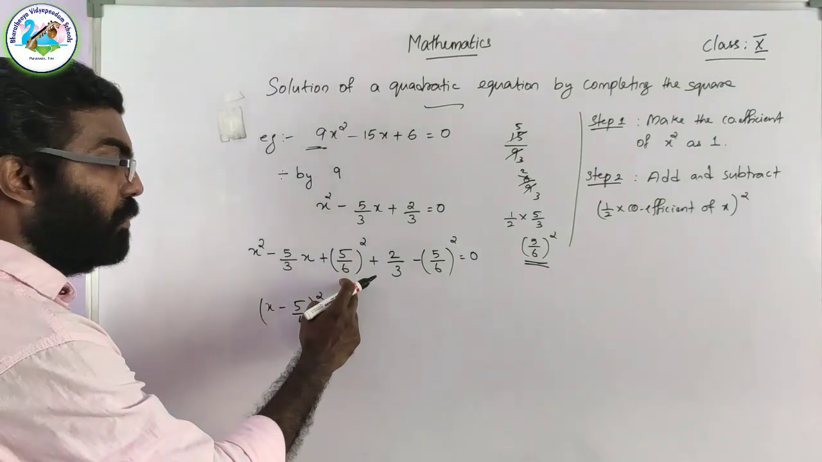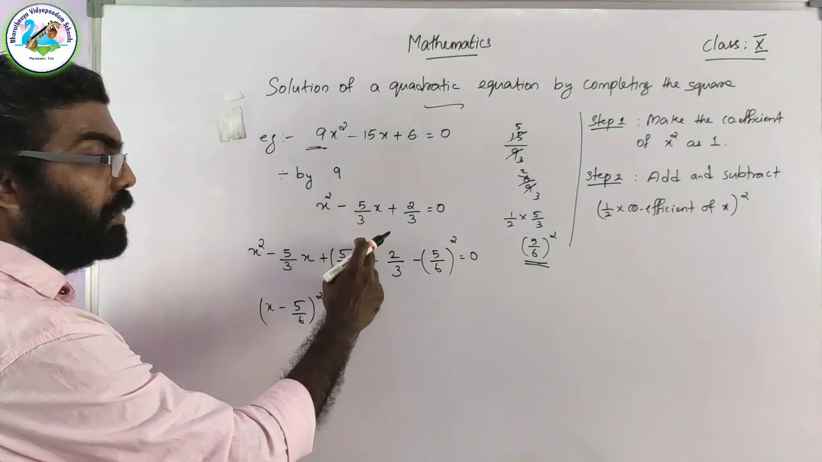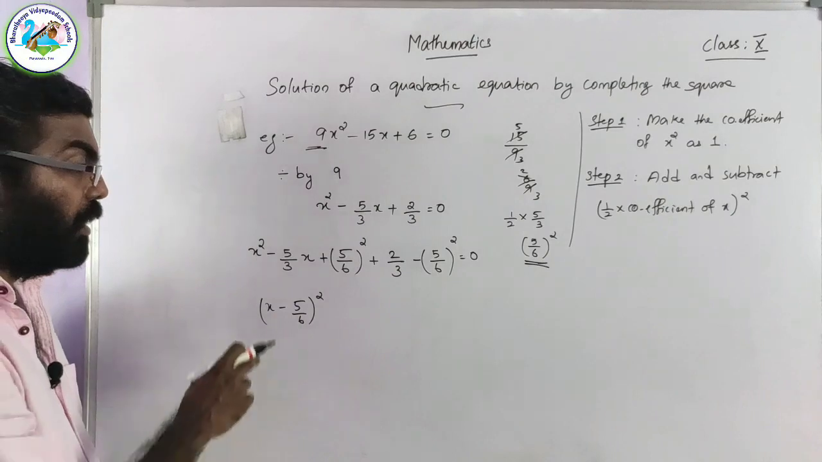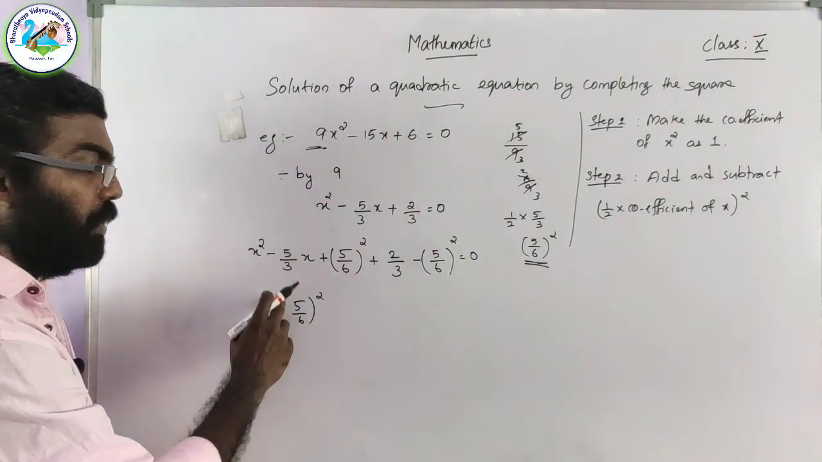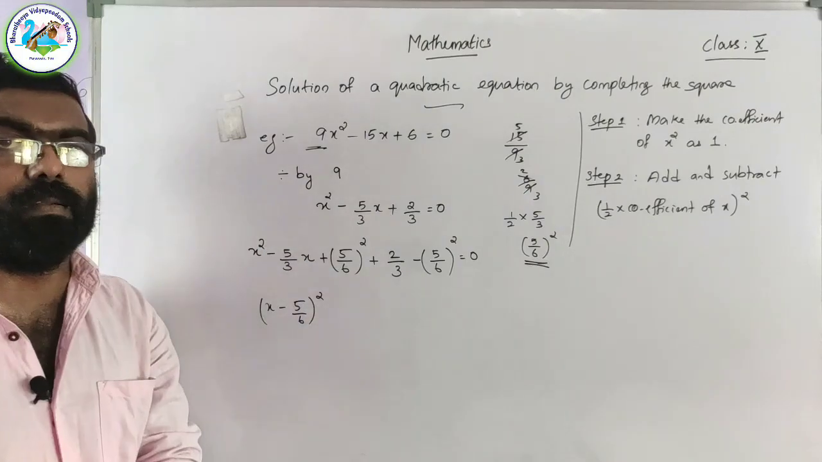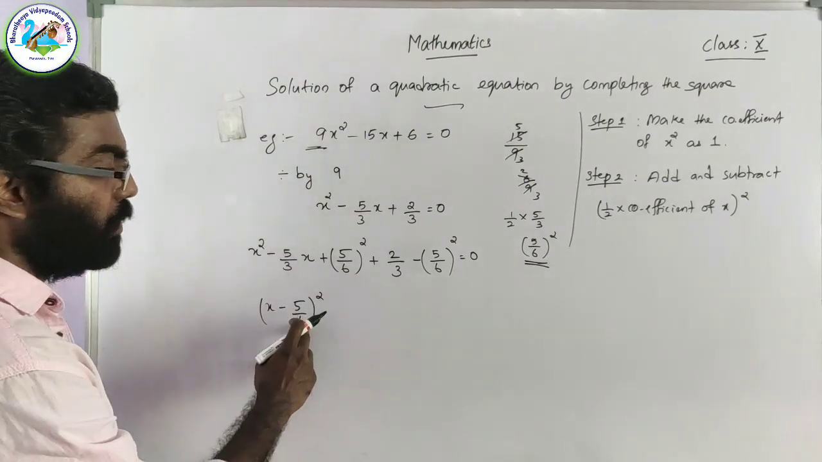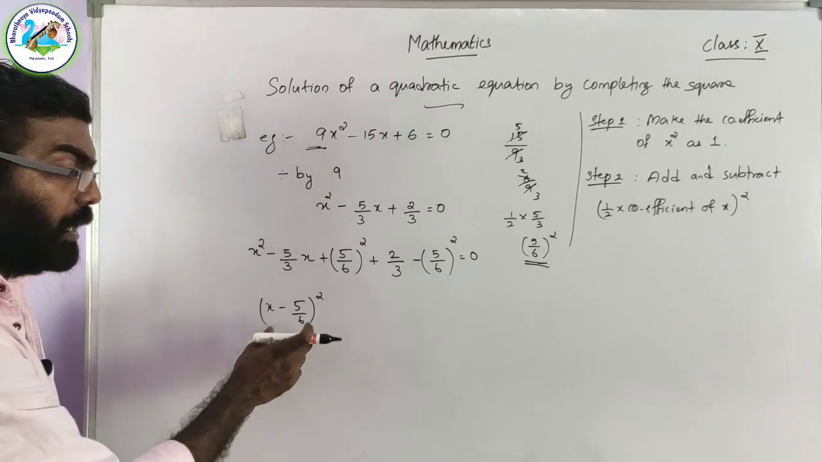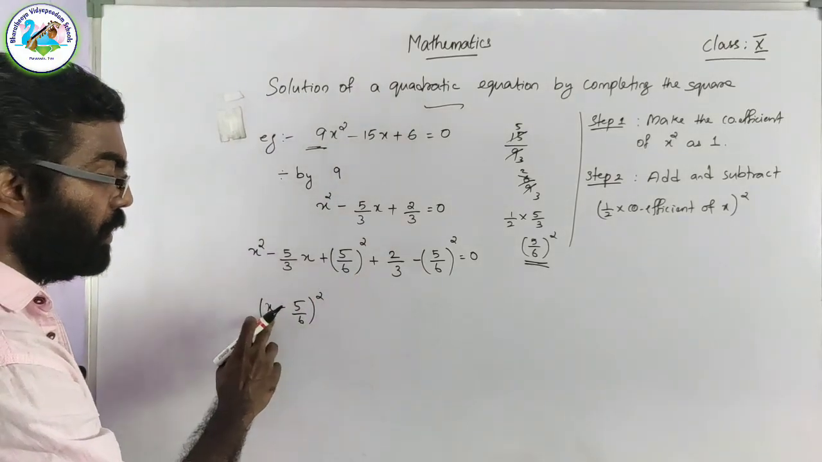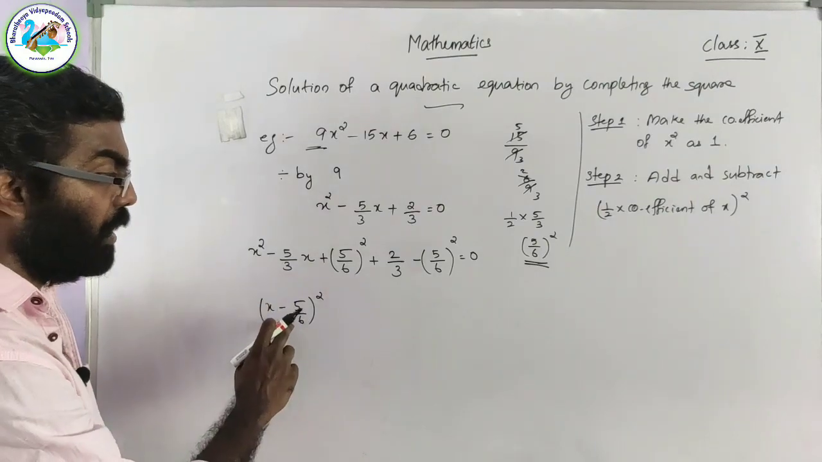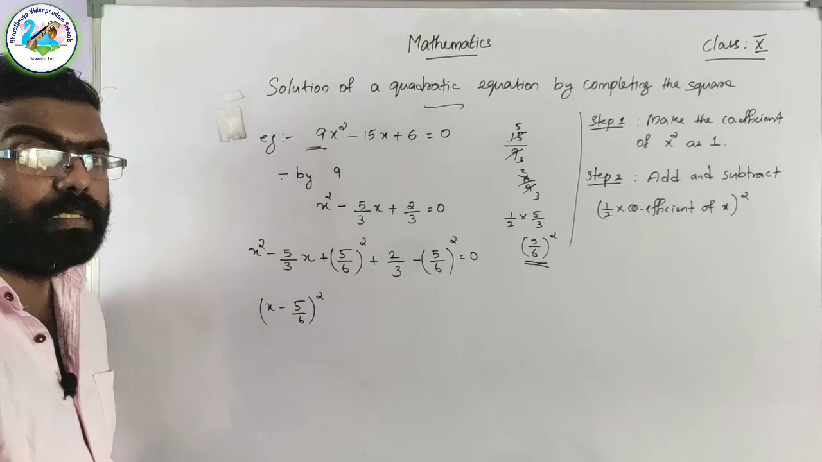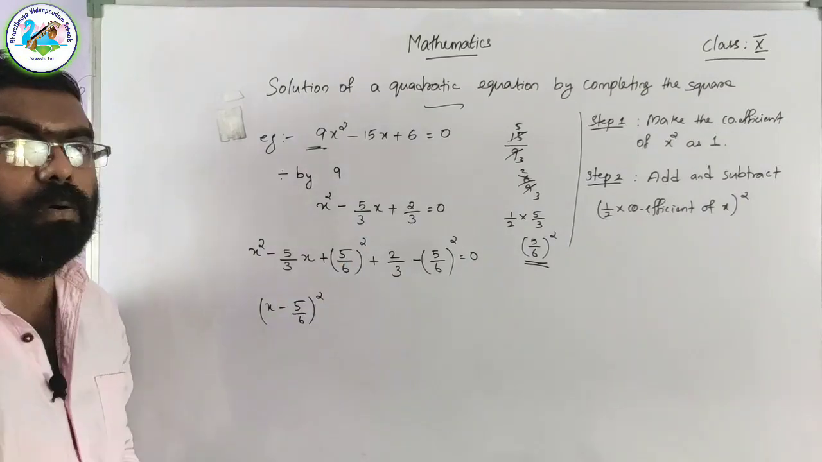Again square root of the third term. We can cancel this square and we can write 5 by 6. Okay. Square root of first term, sign of second term, square root of third term. Then we can write it as whole square. Okay. x minus 5 by 6 the whole square. On expanding we will get these three terms. x minus 5 by 6 the whole square: a square, x square, 2ab, 2 into 5 by 6 into x, so 5 by 3x, then b square, 5 by 6 the whole square.